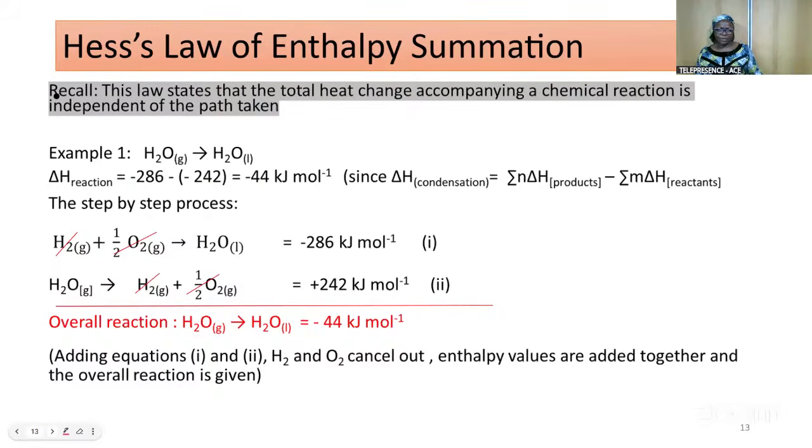So let's look at a few examples before we end the class, or close this topic out completely. So for Hess's law, these examples will help you. If you have a reaction of water in gaseous state forming water in liquid state, how do you determine the enthalpy change for this reaction?